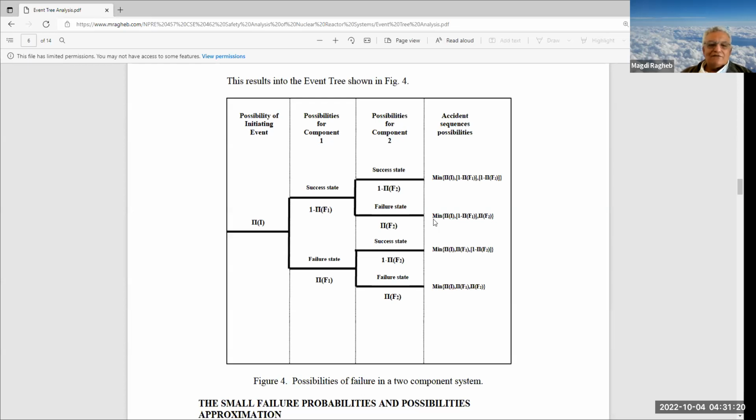So in that case, it is a minimum between the pi of the initiating event, 1 minus pi of the success of the first component, and 1 minus the pi of the second component. So if this is 0.3, 0.2, 0.1, the minimum of 0.3, 0.2, and 0.1 is 0.1. So this is when we do calculations using possibility.